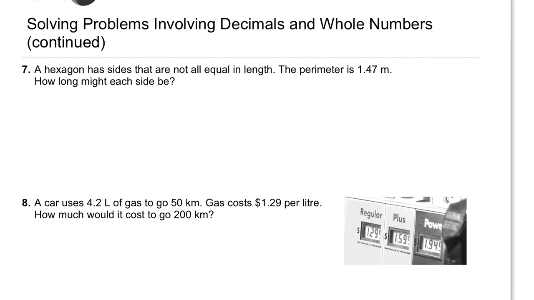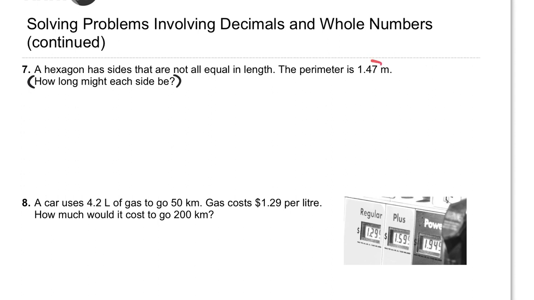Number 7. A hexagon has sides that are not all equal in length. The perimeter is 1.47 meters. How long might each side be? Ooh, this is tricky. But let's continue with our UPS method. And first, with our understanding, just put a bracket around the actual question. How long might each side be? It sounds like there might be multiple answers to this one, but let's see.